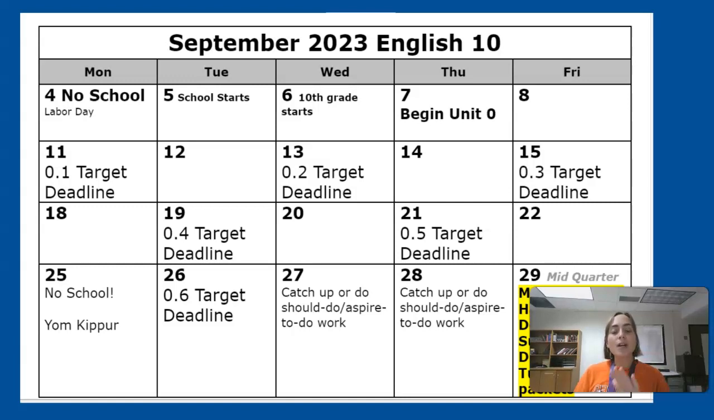So you'll notice on the front of the packet, it gives us a calendar for the month of September, and this is where you can see all of our target deadlines. So our first target deadline is Monday, September 11th. That is coming up, and that's when you can have a goal to be done with lesson number 1. You'll see on Wednesday is the goal to be done with lesson number 2, and Friday of next week is our goal to be done with lesson number 3.